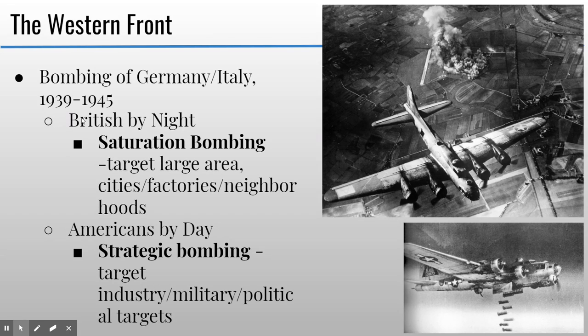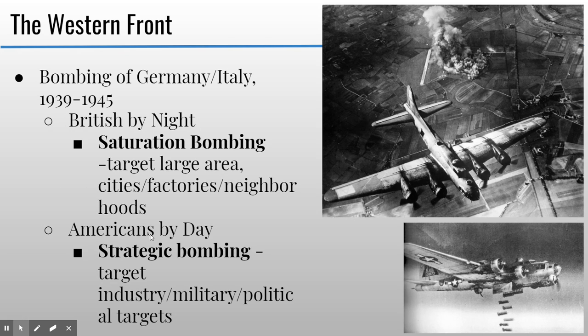So the British do a bombing by night because it's harder to see your bombers at night, it's harder to shoot them down, but it's also harder to hit your targets. This is called saturation bombing. So if you think about saturating a towel, it's where you put the towel totally in water and you get it completely soaked. So saturation bombing is basically doing that with bombs. You pick out an area to bomb and you level the entire area. If you hit neighborhoods, that's okay. If you hit factories, that's okay. If you hit a school, that's sorry, but it was in that area.